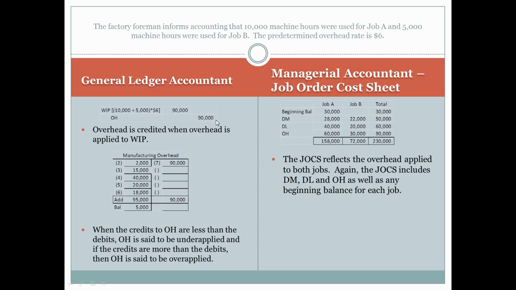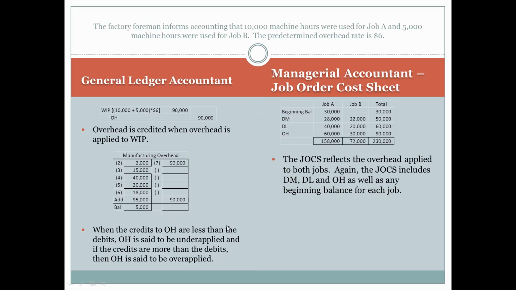In this instance, we are going to be crediting overhead. Overhead is credited when overhead is applied to work in process. So here we have all the individual debits to overhead, and then we have the credit. This shows that $95,000 is the actual expenses incurred during this month for overhead costs, and $90,000 was applied. We have a debit balance at present of $5,000.